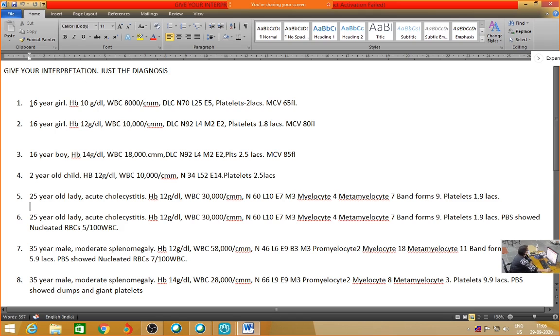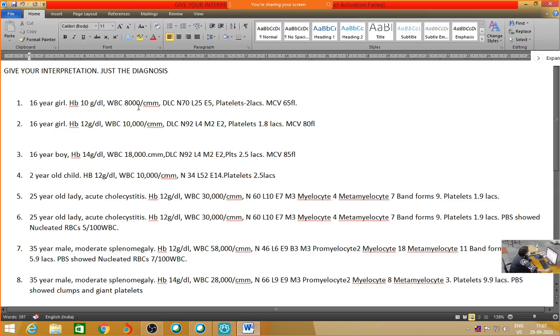So looking at the first question, this is a 16-year-old girl. When you look at a question, it is very important for you to look at the age and the sex. Then the next is hemoglobin is 10 grams per deciliter. So you have to know what is the normal hemoglobin in a 16-year-old girl. You expect it to be definitely above 12. So you know that this girl has got anemia.